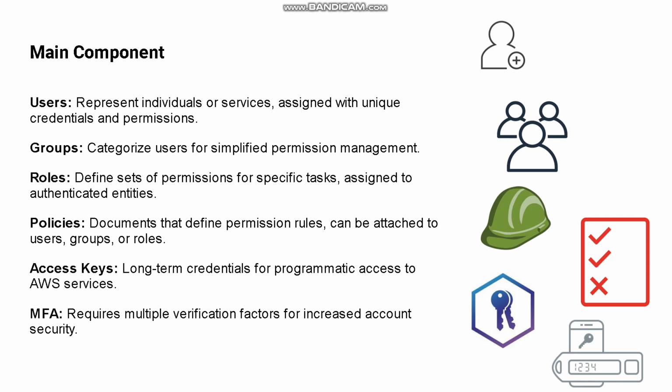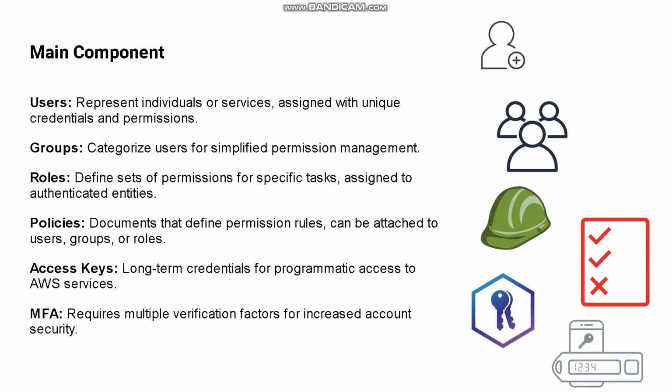And the third component is roles. It defines sets of permissions for specific tasks, and it can be assigned to authenticated entities like a user or even an AWS service. The fourth main component is policies. Policies are documents that define permission rules and can be attached to either users, groups, or roles. And the next one is the access key. It is a long-term credential for programmatic access to AWS services.